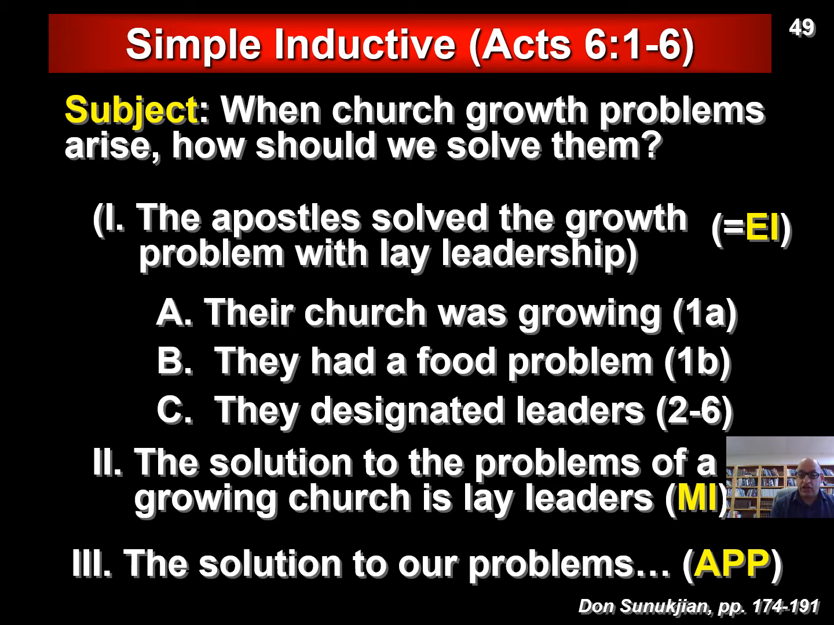So what's the exegetical idea? There it is in point number 1. The apostles solved the growth issue, the growth problem. The church was growing, and you have this primary ministry need of widows, and therefore they assigned 7 men to wait the tables that the apostles said they shouldn't be doing. They should be focusing on prayer and the teaching of the word.